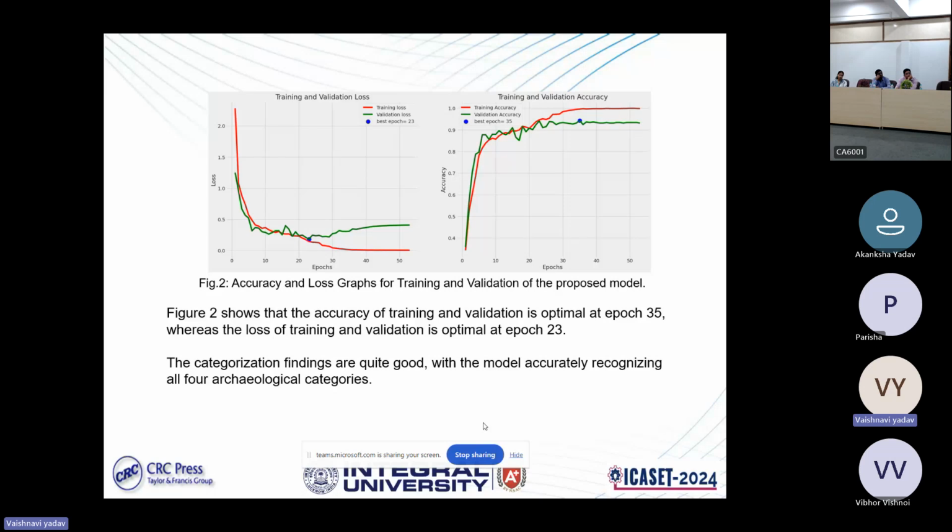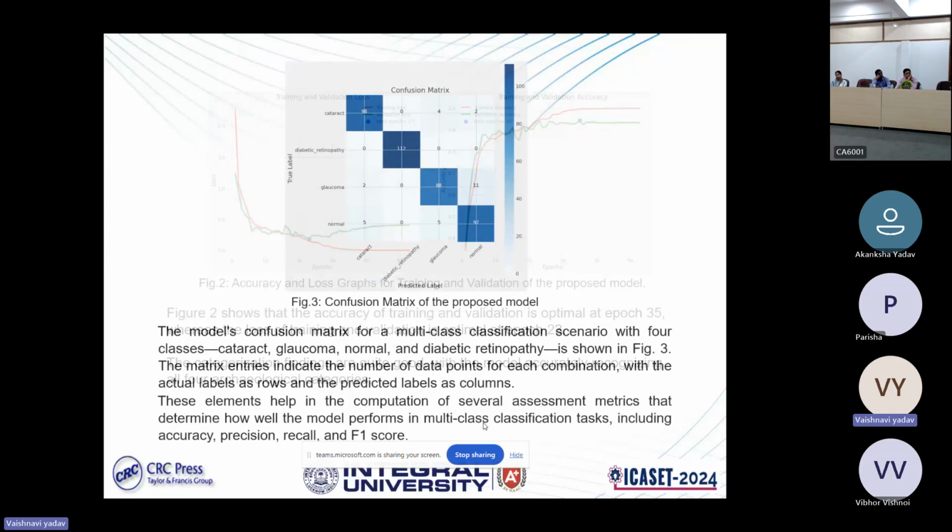The categorization works quite well, with the model accurately recognizing 4 categories. It is shown in this figure, the confusion matrix of my VGG19 proposed model. It shows all the classes: cataract, glaucoma, diabetic retinopathy, and normal. The matrix entries indicate the number of data points for each combination, with the actual labels as rows and the predicted labels as columns. These elements help in the computation of several assessment metrics that determine how well the model performs in multi-class classification tasks, including accuracy, precision, recall, and F1 score.